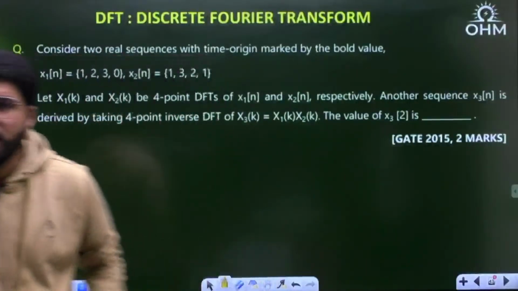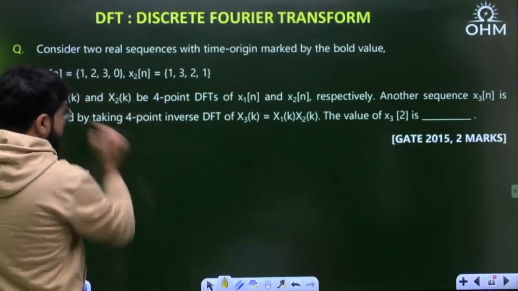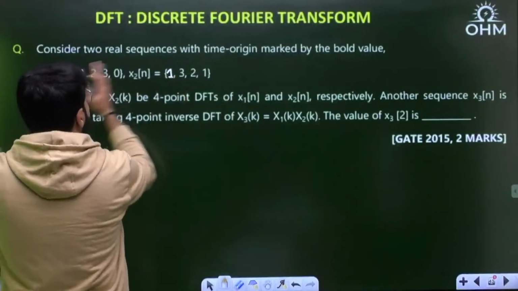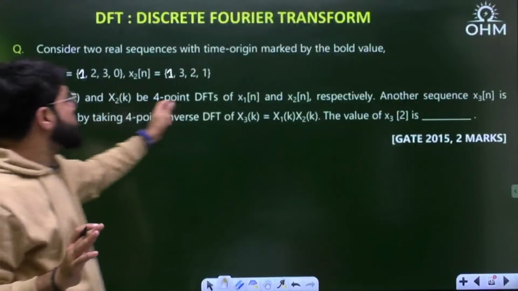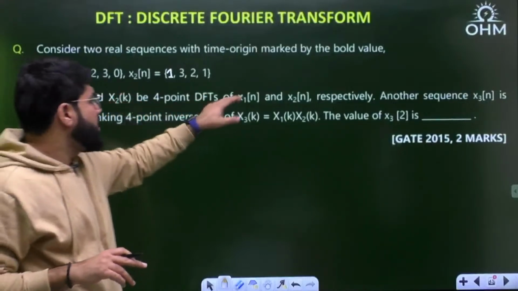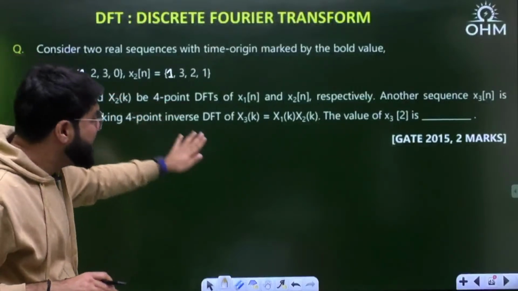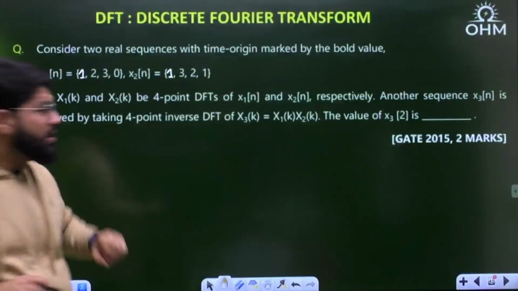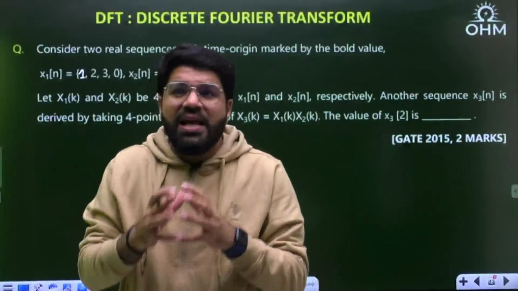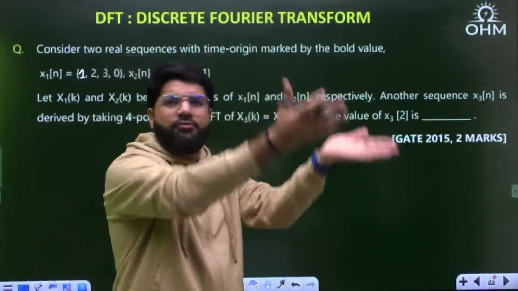Consider two real sequences with the time origin marked by the bold value. This is bold 1 and this is bold 1, that means both the signals start from origin. Now let x1k and x2k be the 4-point DFTs of x1n and x2n. Another sequence x3n is derived by taking the IDFT of this one. Again, similar language. That was GATE 21, this I've taken GATE 15. So that is why we suggest you solve PYQs. At least the language and the model of the question, not 100% same, but you will have enough practice to attempt any further questions also.